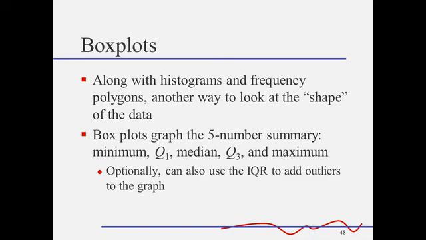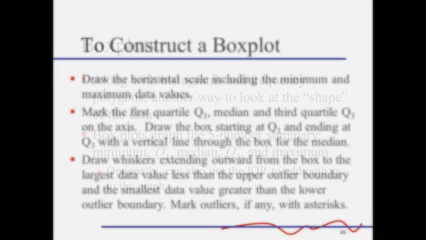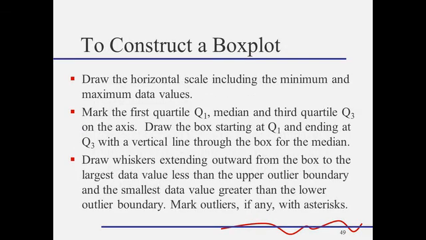Shifting gears a little bit, there is another way to look at the shape of data in addition to histograms and frequency polygons. But we couldn't construct these until we had learned the 5-number summary, and they're also a useful way to graph outliers. So next we're going to talk about box plots. To construct a box plot, we first draw a horizontal axis that includes the minimum and maximum data values. Then I mark Q1, the median, and Q3 with vertical lines above that axis, and I turn that into a box. Then we draw lines out from the box to the largest data value that's not an outlier, and then down to the smallest data value that's not an outlier. And if there are any outliers, we mark those with asterisks.